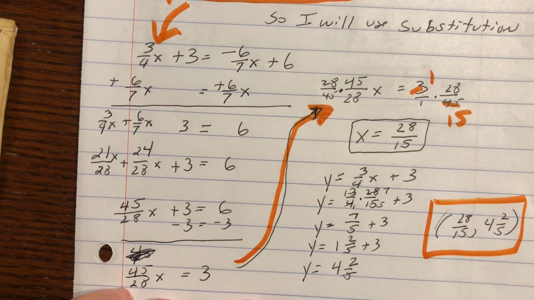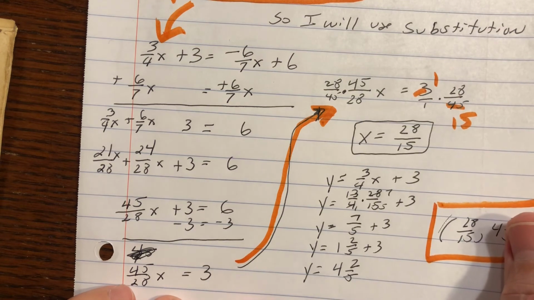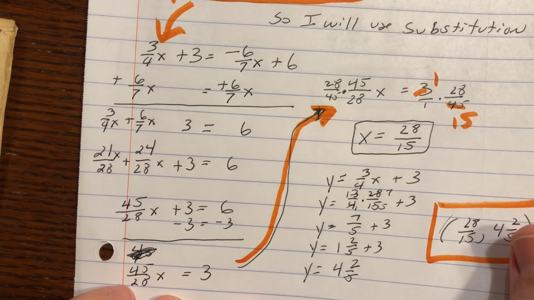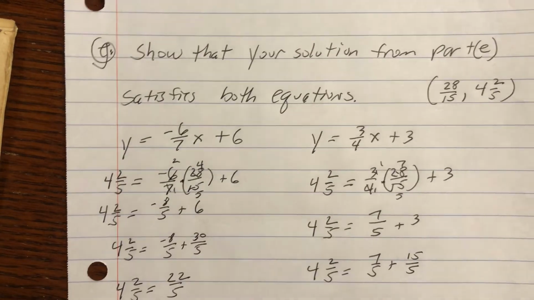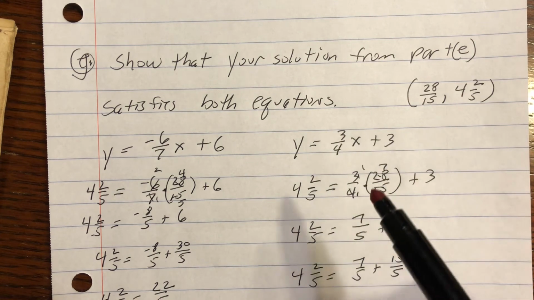Okay? All right, now, I don't think yours will be that dicey. I think you might have some fractions, but remember, Eureka is big on fractions, so if you do, it's no big deal. Just be careful. All right, now, the last part of it, part G, says, show that my solution from part E, that weird fractional answer I got, satisfies both equations.